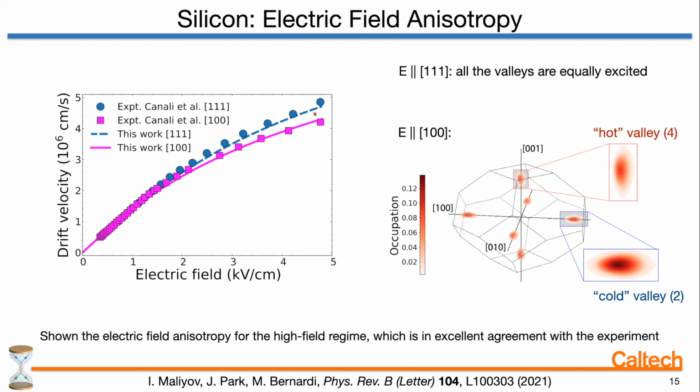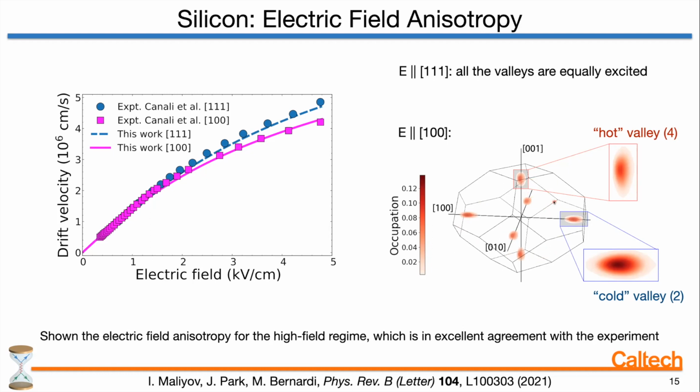We can see, first of all, a very good agreement between experiment and theory. And second, we can also reproduce the so-called electric field anisotropy effect in silicon. We can see that when we apply the field in the 100 direction, we get a smaller drift velocity than in the 111. And why do we get that? We can actually understand it from the microscopic picture. We can see what our electron occupations are, where our electrons go, etc. On the right-hand side, I present the Brillouin zone of silicon, and at the ground state, the electrons occupy the six X valleys. You can see them here.